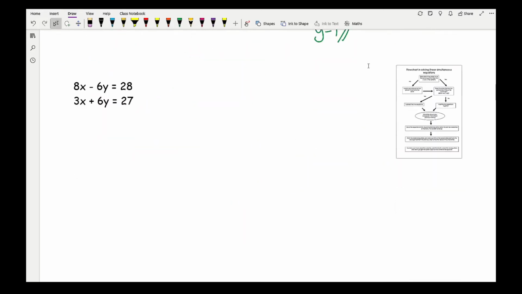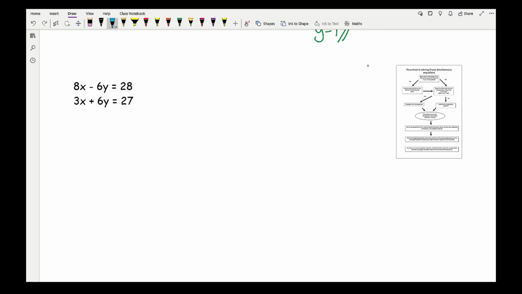Now moving on to the next equation. So again, I'm asking myself, have I got the same number of x's? No, because I've got 8x and I've got 3x. Have I got the same number of y's? Yes, because I've got 6y and I've got 6y. So from that, what I've then got to do is decide, are the signs of the y's the same or are they different? Now in this case, they are different because I've got minus 6y in the first equation and positive 6y in the second equation.